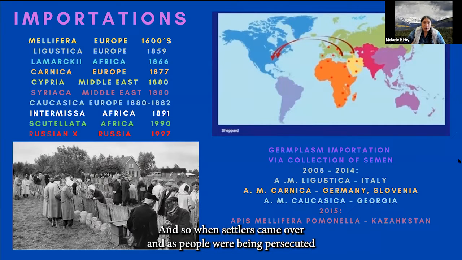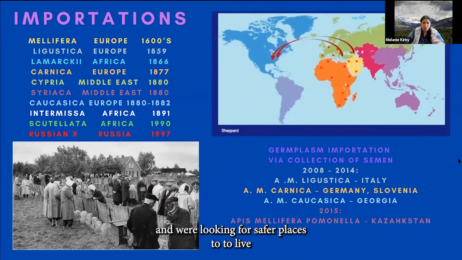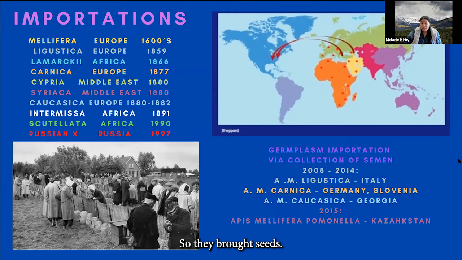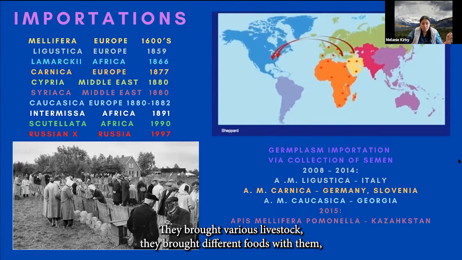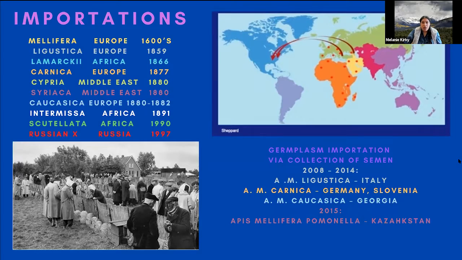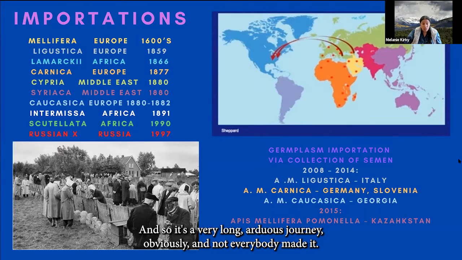When settlers came over, as people were being persecuted and looking for safer places to live and to raise their families, they migrated over to this large continent, and they brought different things with them. They didn't know what was going to be here. So they brought seeds, they brought various livestock, they brought different foods, and they brought different customs with them as well. But what they also brought were honeybees. It's a very long, arduous journey, obviously, and not everybody made it.